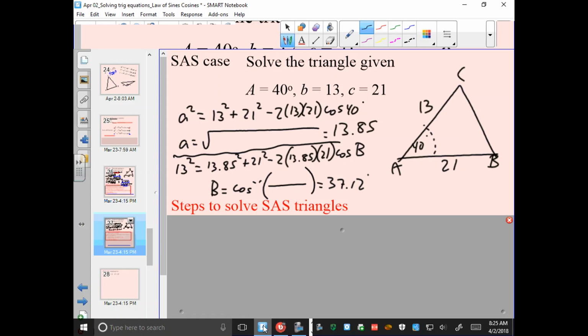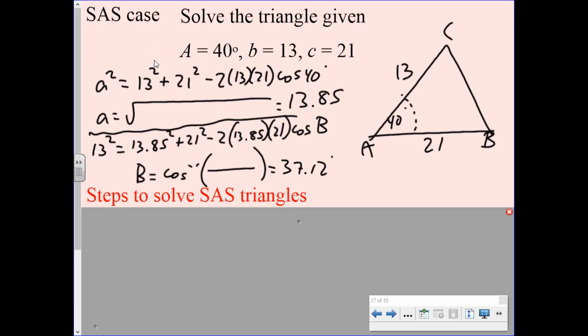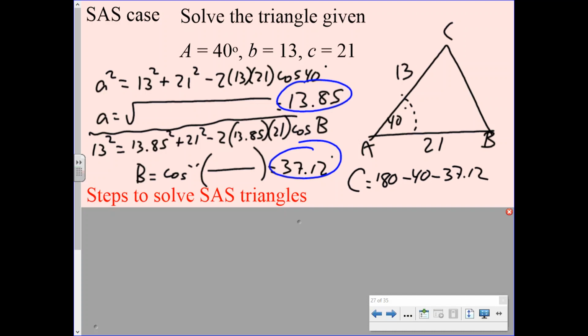And then once we have that guy, so again, we have our side A, we have our angle B, and now for angle C, we can just do the subtraction. So it's 180 minus, we know A was 40, minus 37.12. So C will be equal to 102.88.